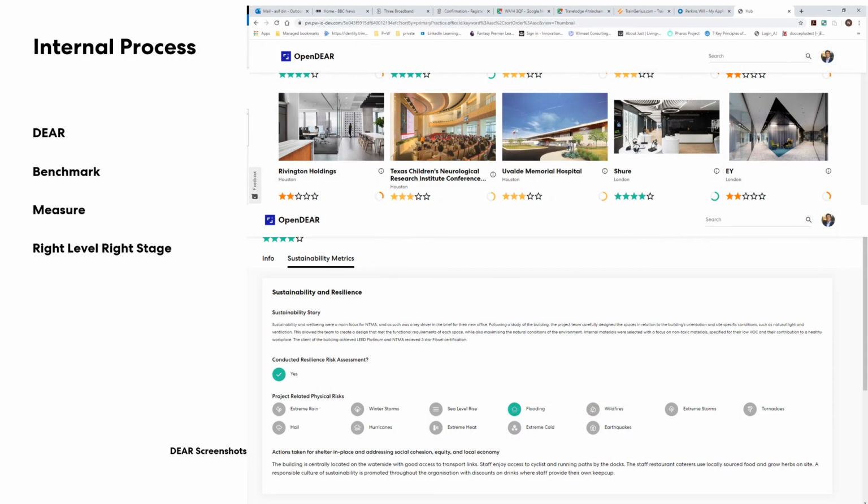It is important that you actually benchmark what you do. We do this internally in terms of a DEAR report at the end of each year, which stands for the Design Excellence Annual Review, in which we benchmark, measure, and make sure that the right actions have been taken at the right stage within the design. This is a quantitative measure to ensure that all aspects of resilience are actually embedded within a design project.